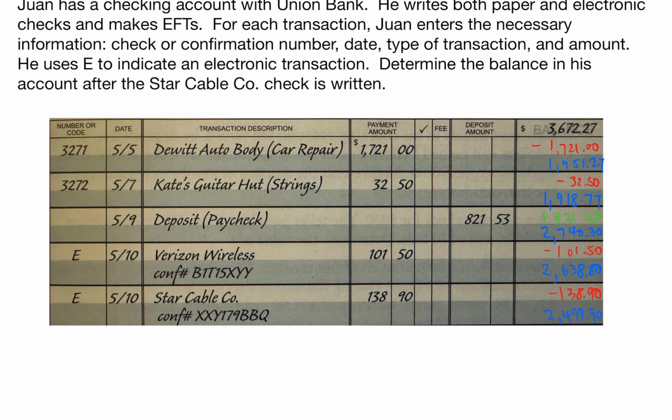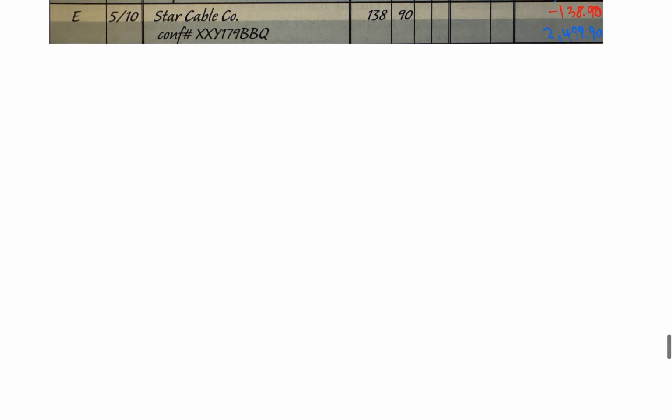Okay, another thing to also note is that payments, so anything that's withdrawn from the account, is listed in the payment amount column, and anything that's deposited is noted in the deposit column. Okay? All right. Hopefully that made sense to you in terms of maintaining a check register.